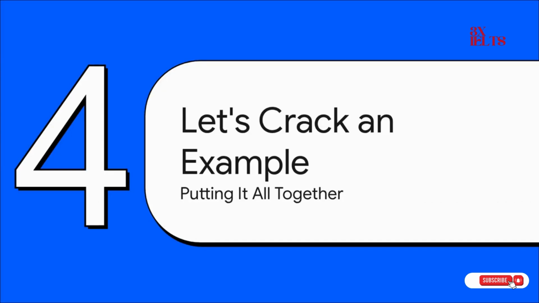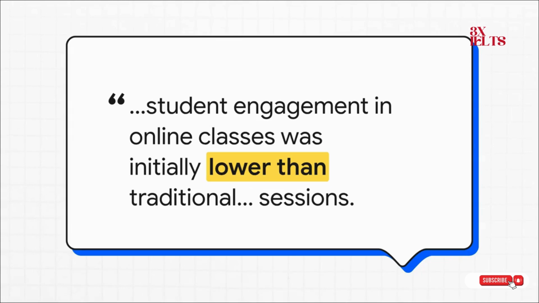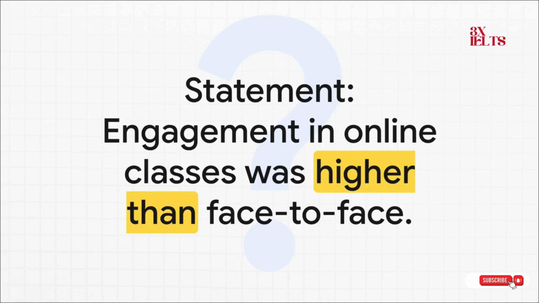All right, we've got the rules, we've got the blueprint, and we know the common traps. Now it's time to put it all together and see how this whole system works with a real academic-style example. So here's our example text. Student engagement in online classes was initially lower than traditional sessions. Okay, the key comparison here is pretty clear. Online engagement was lower than face-to-face. And here is the statement we need to check against it. Engagement in online classes was higher than face-to-face.